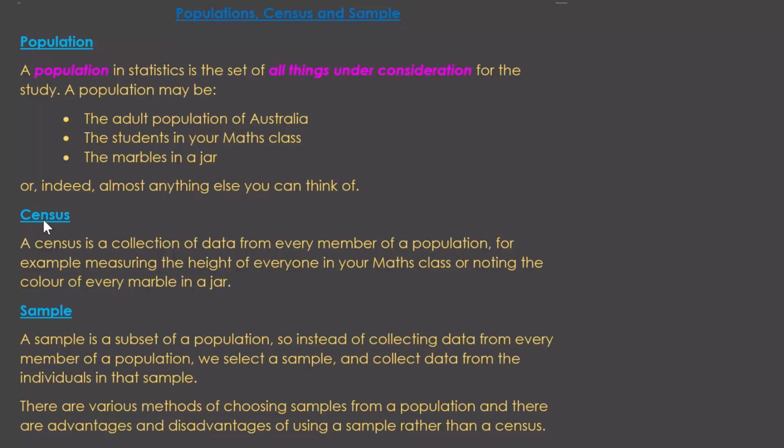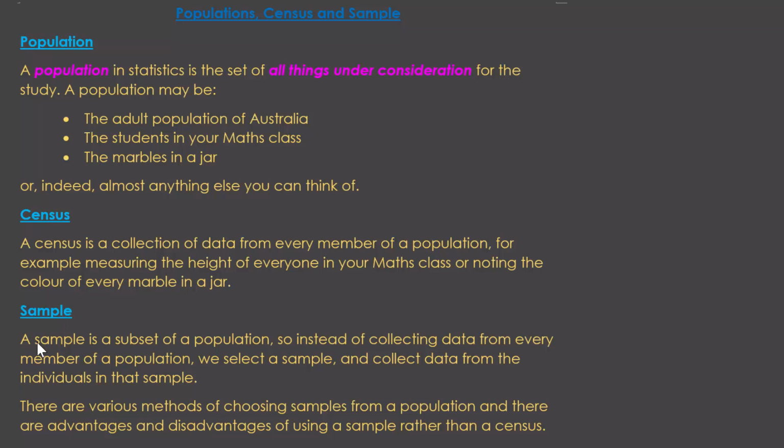What's a census? A census is a collection of data from every member of a population. For example, measuring the height of everyone in your maths class or noting the colour of every marble in a jar.